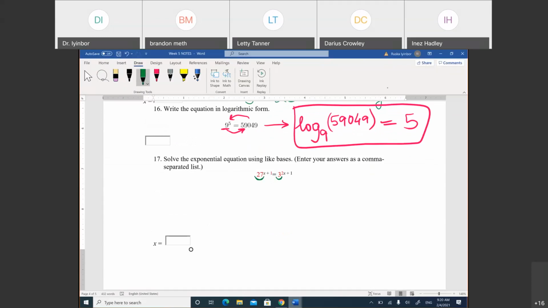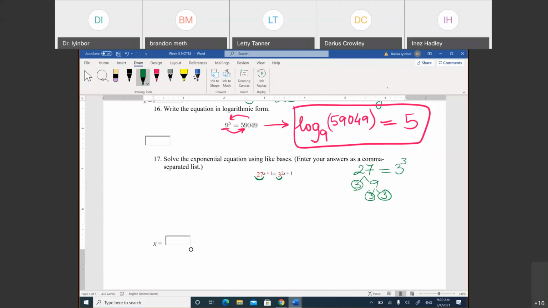Okay, so you're going to look at the bases. One base is 27, the other base is 3. So what you need to do is make the same base. How are you going to make the same base? You're going to take the bigger number, 27, and do the prime factorization. 3 times 9 is 27, right? You're going to break it down to prime numbers. 9 is 3 times 3, right? So 27 is actually 3 times 3 times 3. So that's actually 3 cubed.